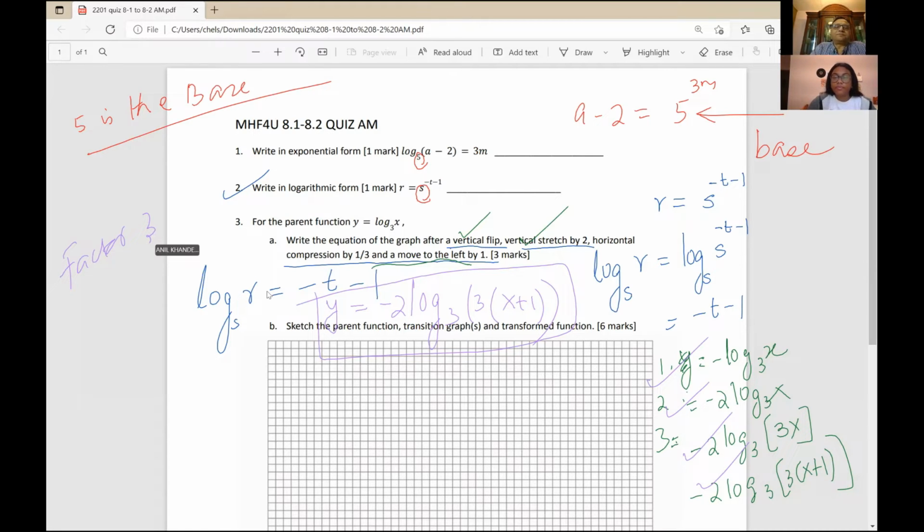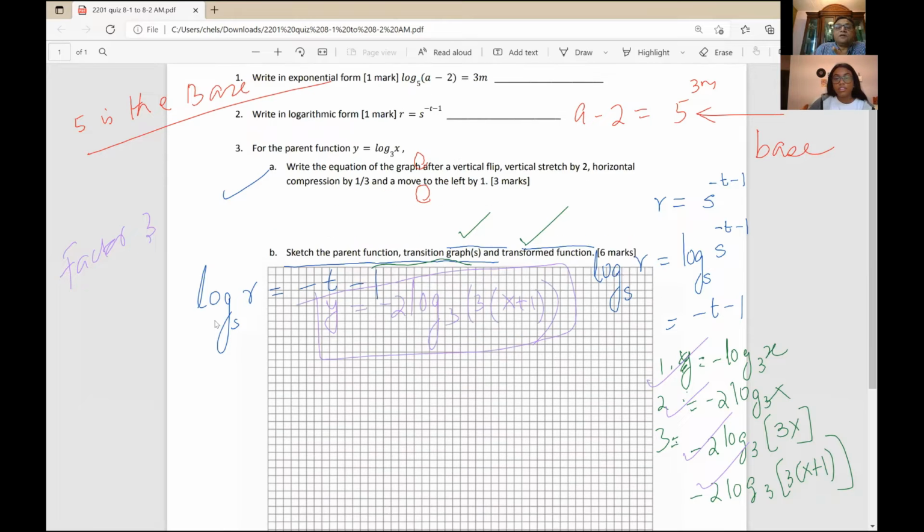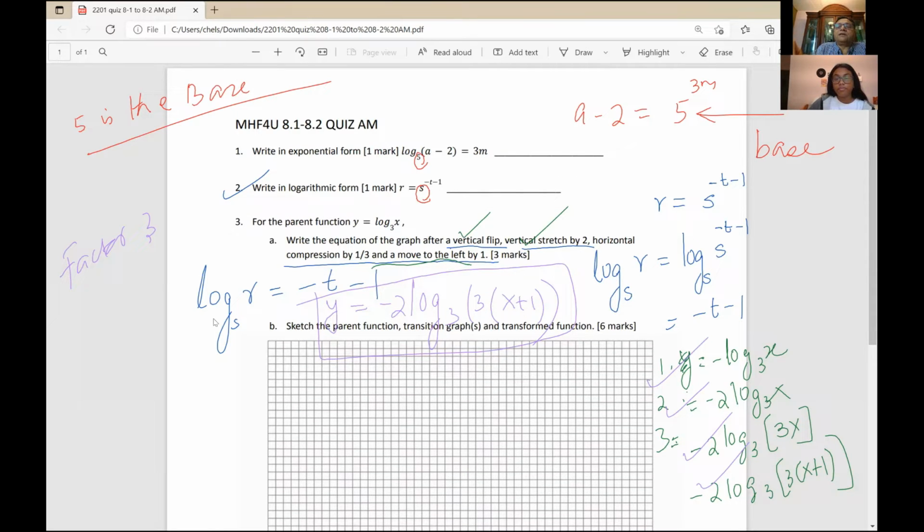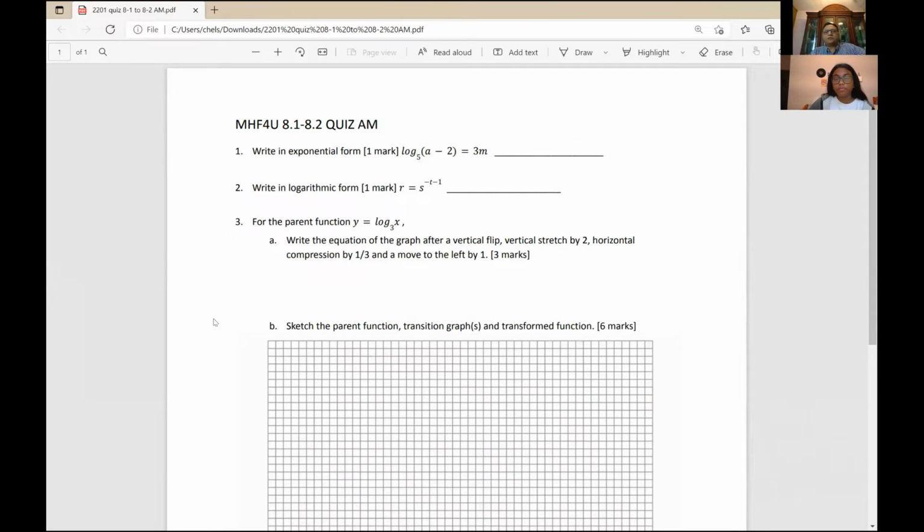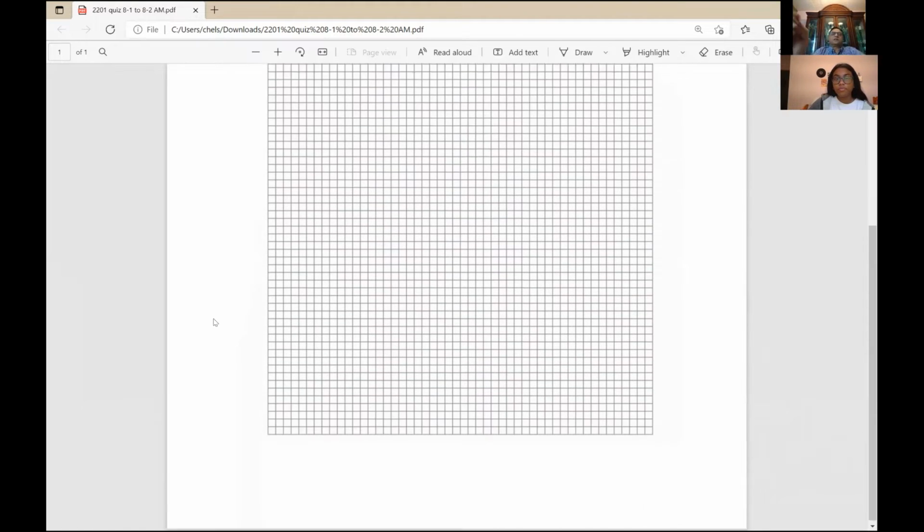Correct. So we've done this, right? And now part B is sketch. Sketch the parent function and transition graph and a transformed function. So to sketch the transition graph, they have put S there. Let me clear the screen now. We'll just focus on this last question.